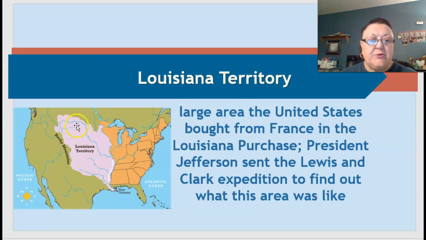What is the Louisiana Territory? The Louisiana Territory is this large area here right in the middle of the United States, and we purchased it from France in 1803. President Jefferson sent the Lewis and Clark expedition out to find out what this area was like. What did it have? What resources did it have? What could it offer the United States? So we'll talk about the Lewis and Clark expedition, I think, in our next lesson or the next two lessons.